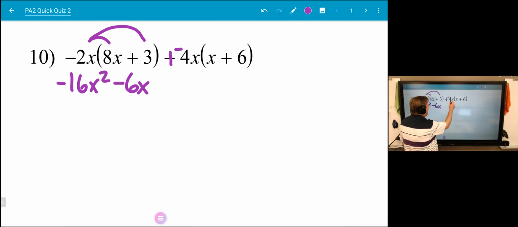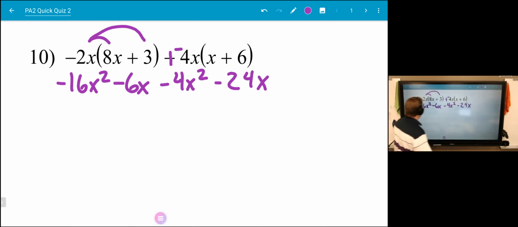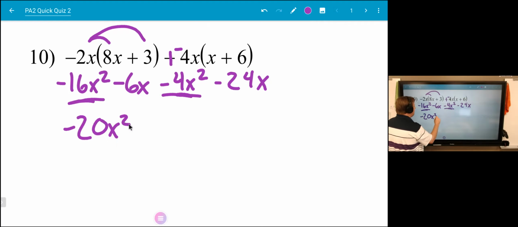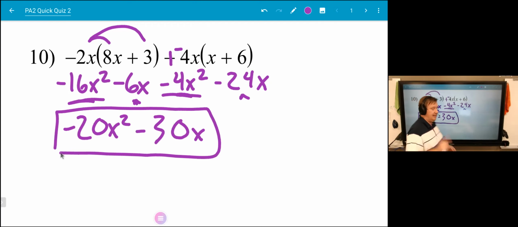So now you've got negative 4x times x, minus 4x squared. Negative 4x times positive 6, minus 24x. Combine the things with x squareds, that'd be this guy and this guy, to get negative 20x squared. And then the things with just x's, those two things, negative 6x minus 24x, to get minus 30x. Cannot combine those two things together though. Yes, they both have x's, but they don't have the same exponents.